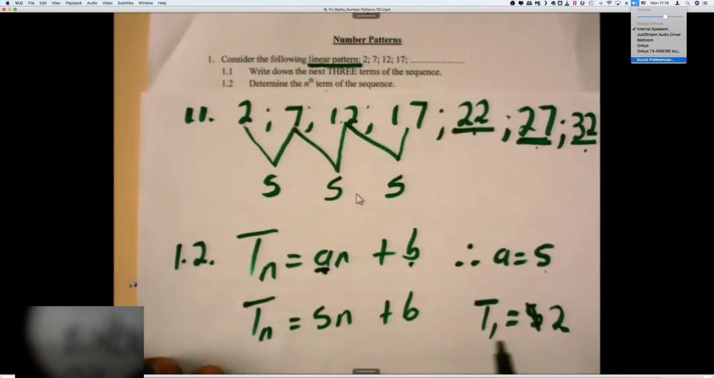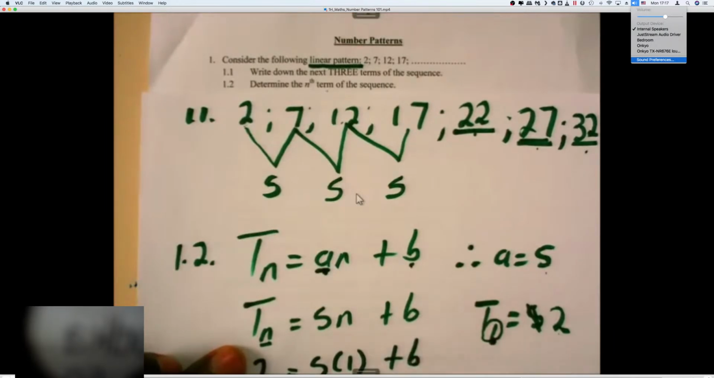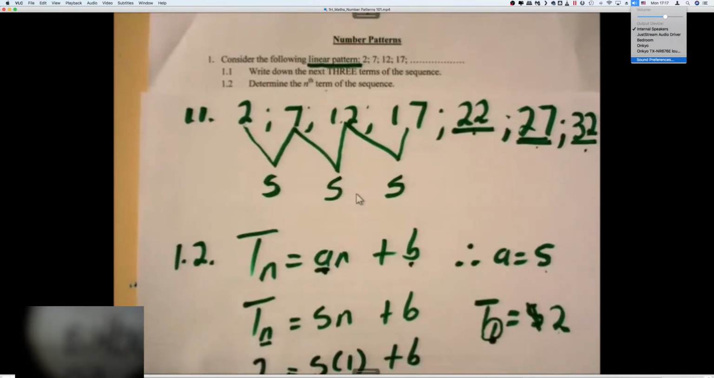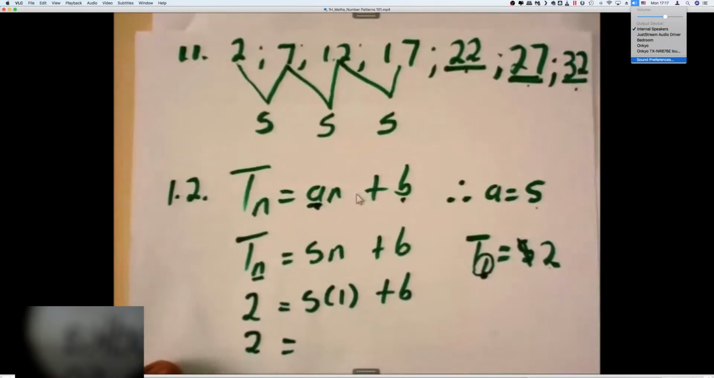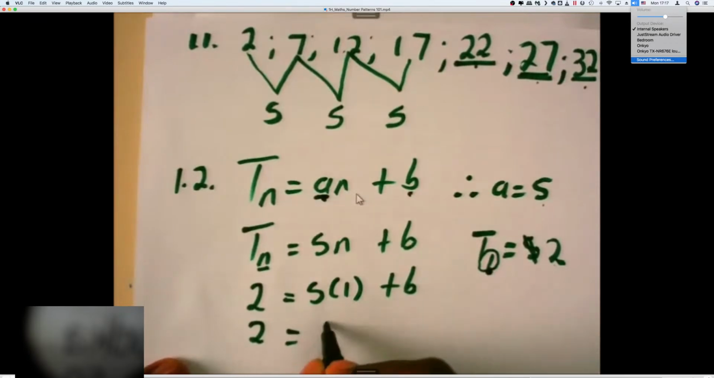So we substitute n by 1. Remember, it's not tn, the nth term. So t1 is 2, meaning that we substitute n by 1. Term number 1 is 2. 5 substitute n by 1, plus b. Now we determine the value of b. We've got 2. 5 multiplied by 1 gives us 5 plus b.